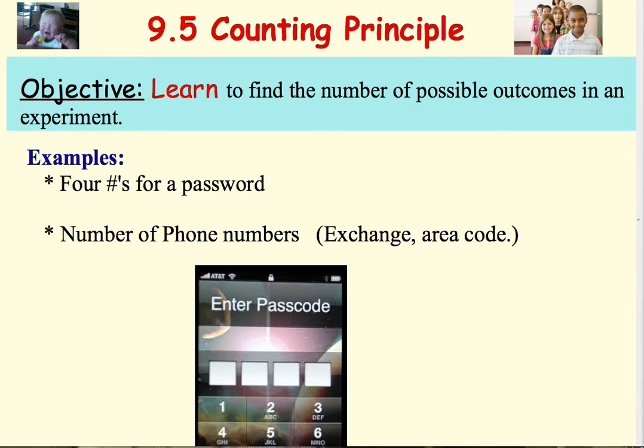Welcome to today's lesson on the counting principle. The goal today is to find out the total number of possible outcomes in an experiment. And as usual, if you need to pause this, go ahead and pause this.